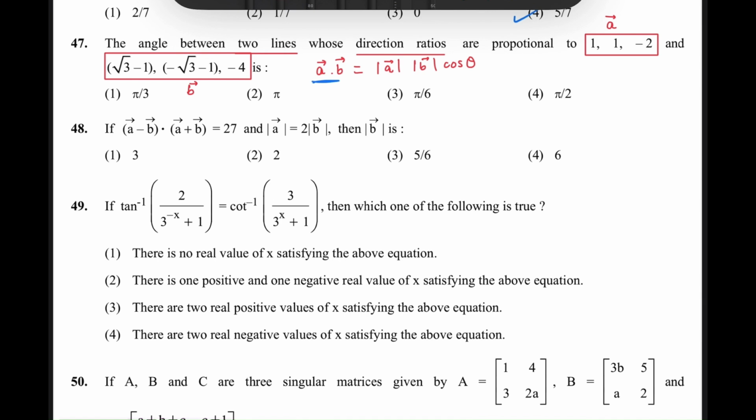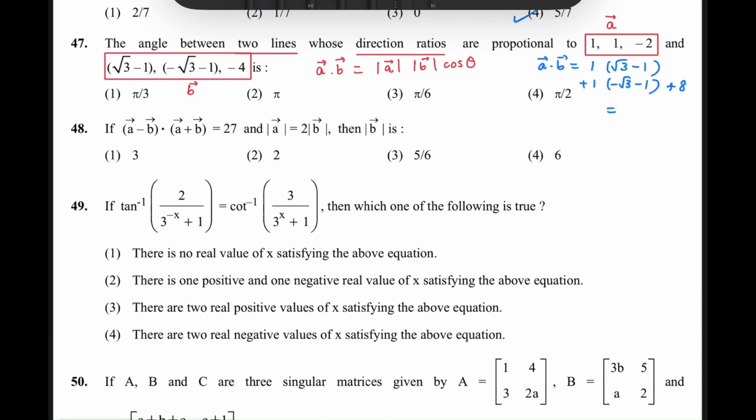So first we find a dot b. What is a dot b? So a dot b is 1 into root 3 minus 1, right? First component multiplied with the first component, then second component multiplied with the second component. Then you add 1 times minus root 3 minus 1, and then you have minus 2 multiplied by minus 4, which is 8, right? So plus 8.